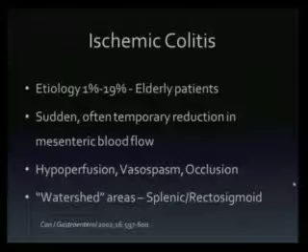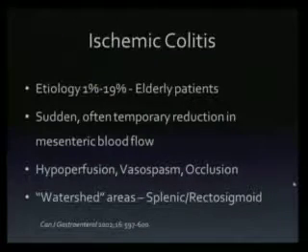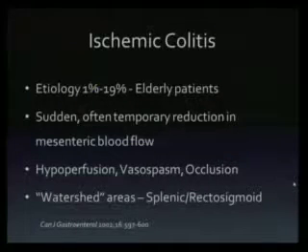So if you look at the symptoms in these, or what happens in these individuals, there is a sudden, often temporary reduction in the mesenteric blood flow. And so as a result of that, you have hypoperfusion, you may have vasospasm, and you have occlusion of that vessel. As a result of that, you get an ischemic colitis. These tend to be more in watershed areas. So if we see somebody who has a presentation that resembles ischemic colitis, we think of the splenic region and we think of the rectosigmoid region as the most common reasons.